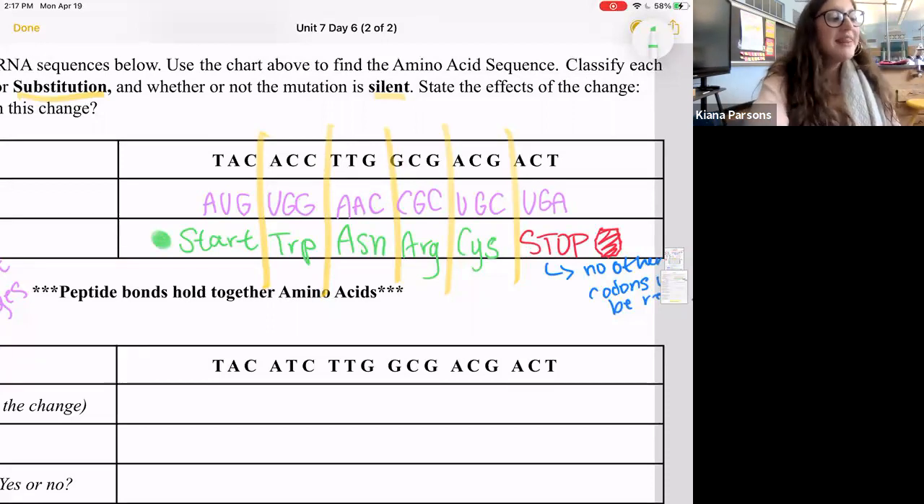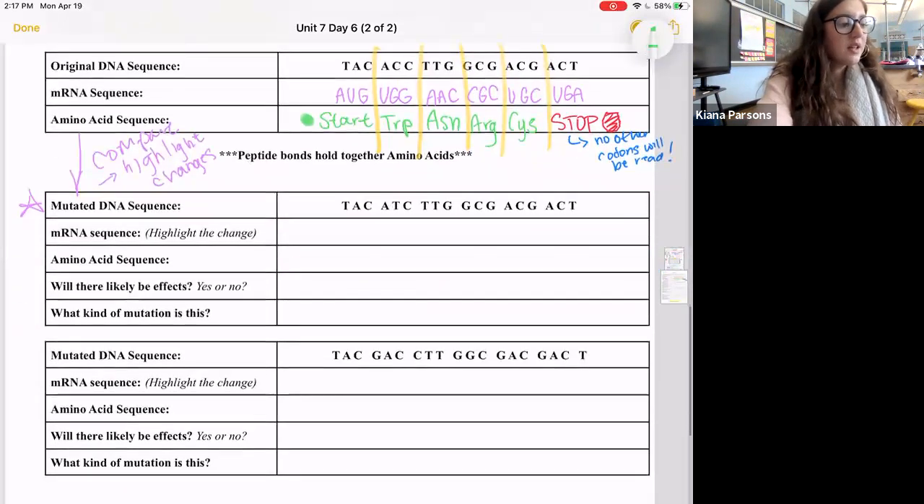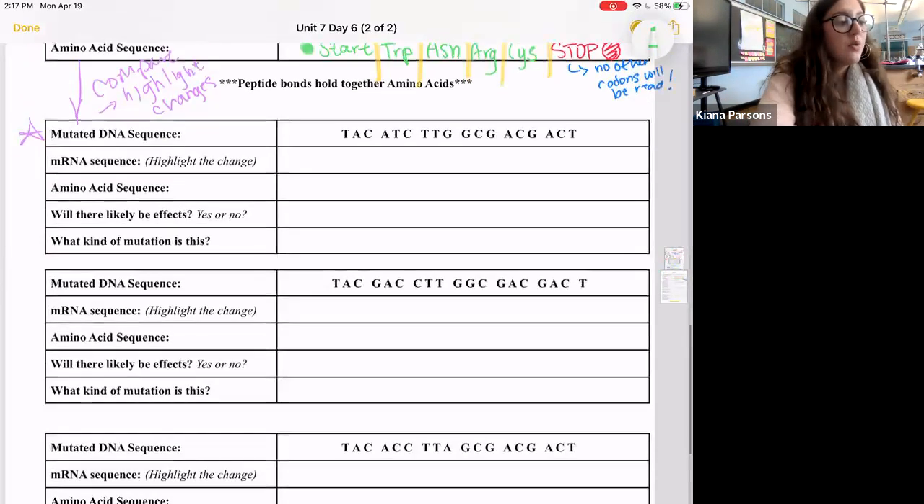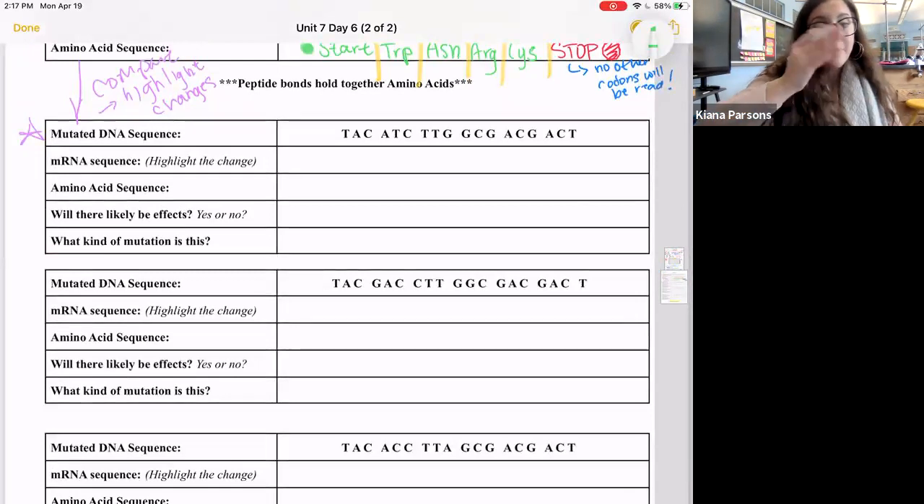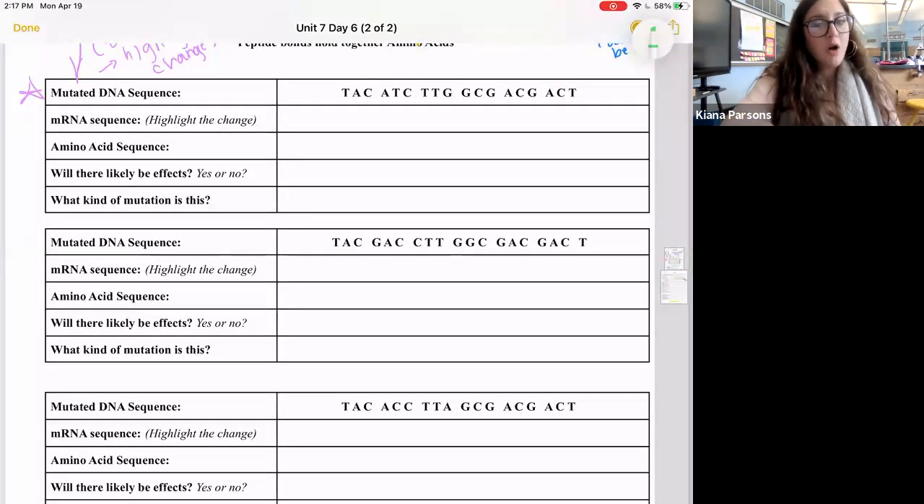So we can see here, this is the original sequence, and then we're going to look at these mutated sequences. So pause this video, and it might take you about 10 minutes. We're going to do all 3 of these, and then you're going to press play, and we're going to go through it together, and I'm going to give you the answers. Okay, did you pause the video? I really hope you paused the video.